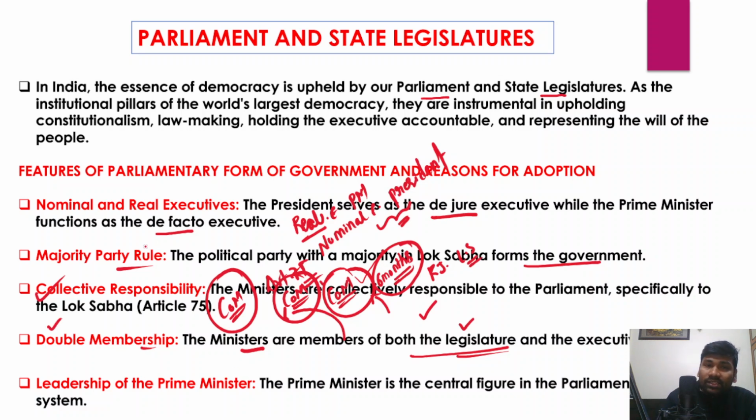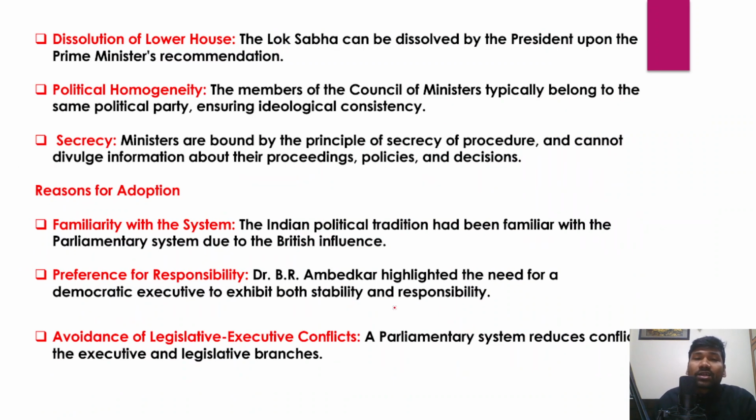Double membership in the sense that a member of the legislature can become a minister. So here he is a minister as well as a member of the legislature, and this is known as double membership. And in the parliamentary form of government, the Prime Minister is known as the head of the government. The Prime Minister is considered the central figure in the parliamentary form of government, and this is another major feature of it.